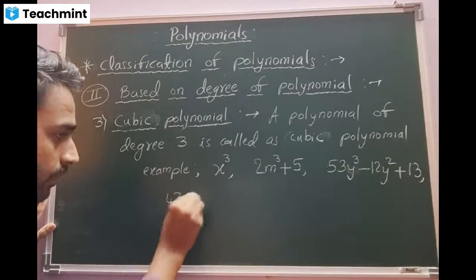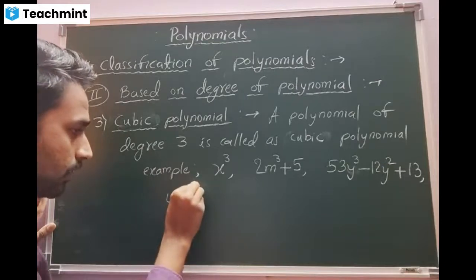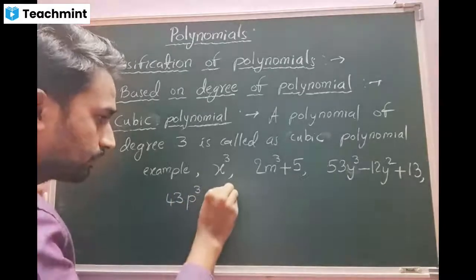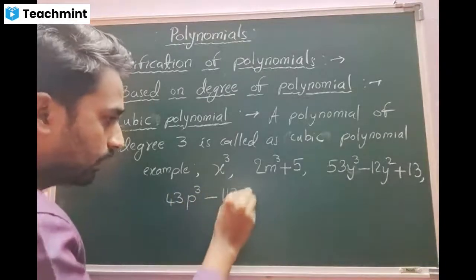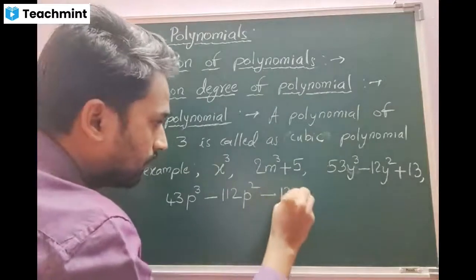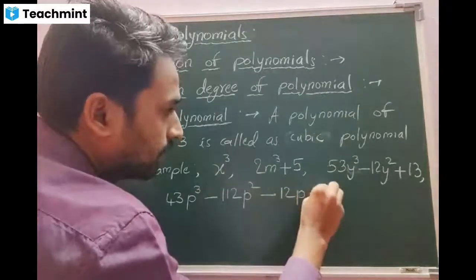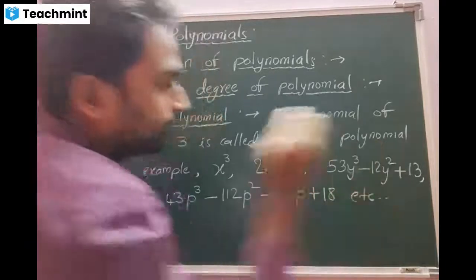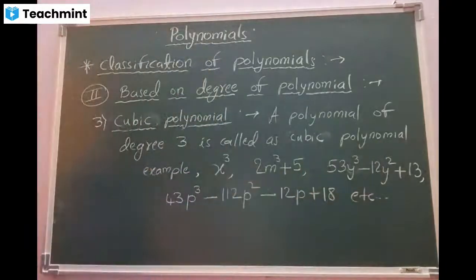Let me write one more example. 43 p to the power 3 minus 112 p square minus 12p plus 18, etc. Copy, students.